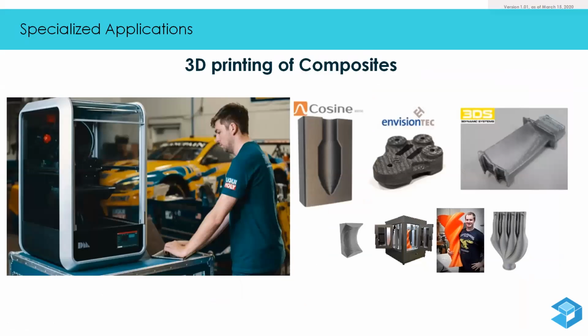You can also print composite materials. This is one of the composite 3D printers that are available. These are certain composite materials. You can actually print carbon fibers, etc. A lot of other composites are available. Certain machine manufacturers have started manufacturing these printers, etc.